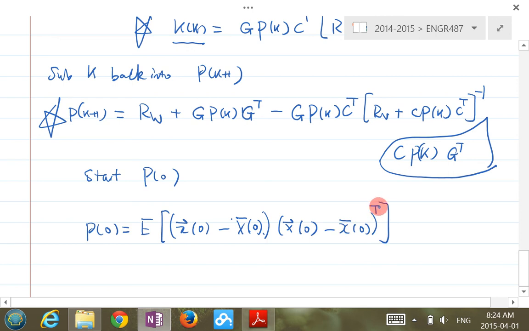Okay, so this is going to be your P of 0 here. It's P of 0, so it's the error covariance matrix. It's the covariance matrix between your initial condition and the average value of that. Basically, it's a confidence of how much you have for the initial value x of 0.